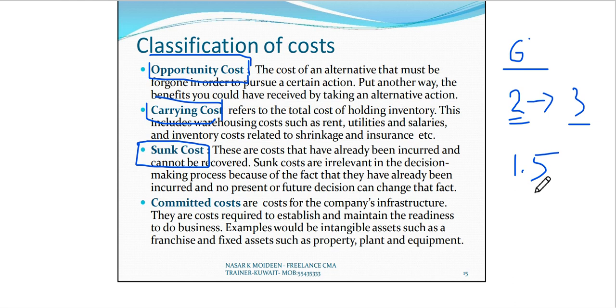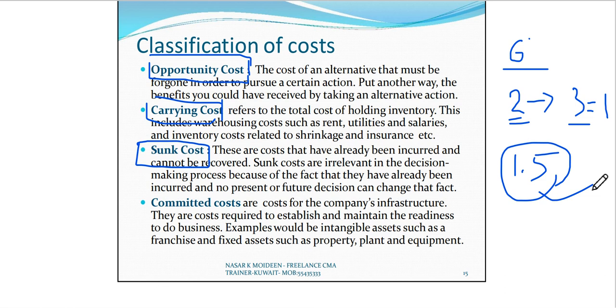So you have to make a decision what to do now. Either rework and sell it or scrap it. Obviously you will scrap it, right? Because if you rework and sell it, you will get only $1 profit. Here you will get $1.50 profit. So your decision now is to sell this to scrap companies as scrap.